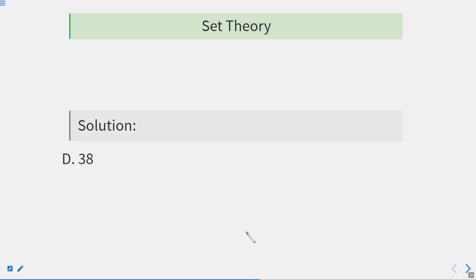Okay. So these are the key questions which reflect your knowledge on the topic of set theory. So for this, I am stopping and thank you.